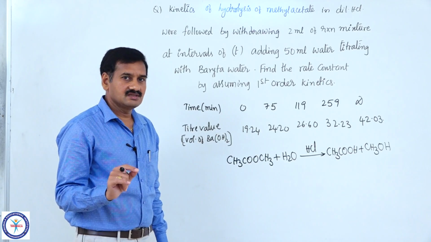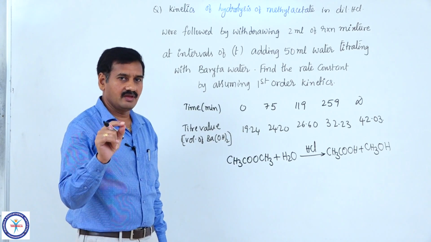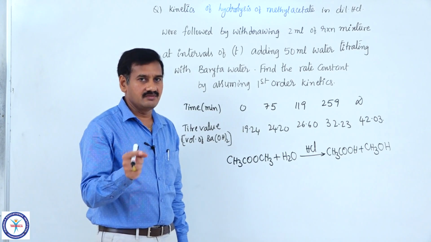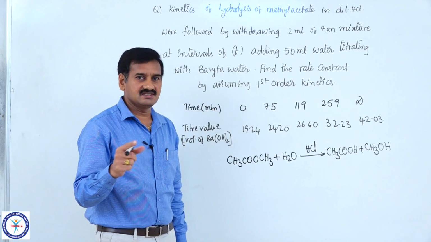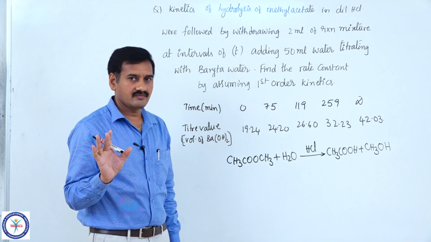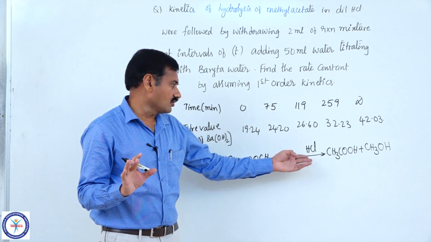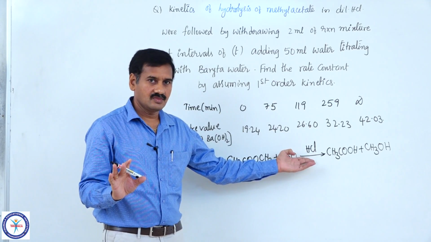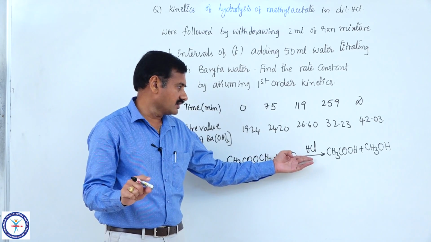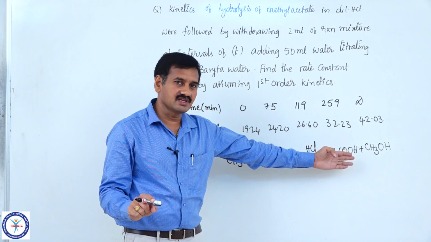Now, the question here is, for what purpose baryta water is given, or by addition of baryta water, barium hydroxide solution, what is happening? Barium hydroxide is a base which neutralizes acid. Tell me, what are the acids present in this reaction mixture? Initially, methyl acetate, water and hydrochloric acid only are present. At time t equal to 0, only ester, water and hydrochloric acid are there in the reaction flask. No carboxylic acid, acetic acid and methyl alcohol are there.